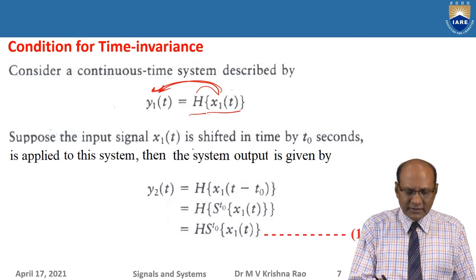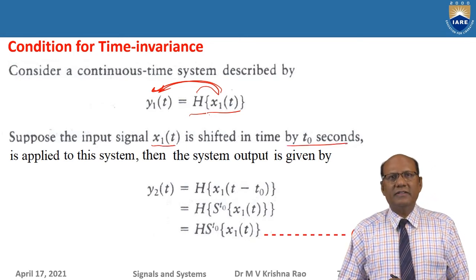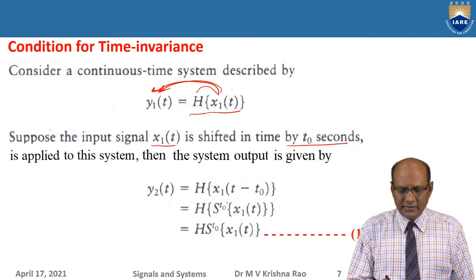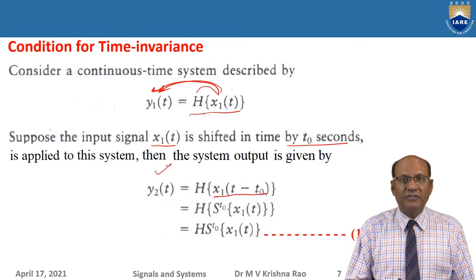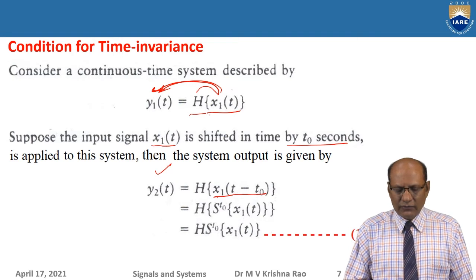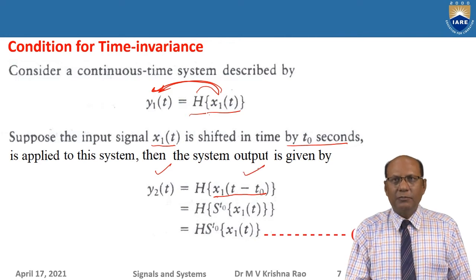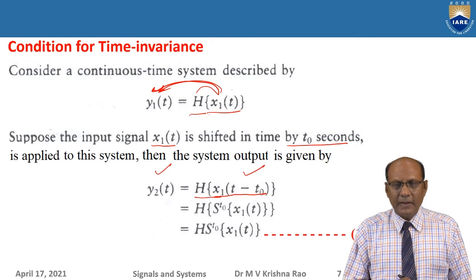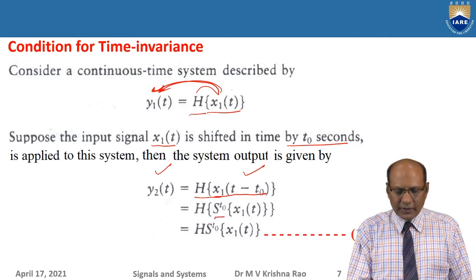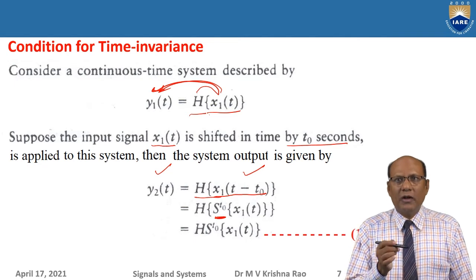Now let us say that x1 is shifted by t0 seconds. It is delayed by t0 seconds. Then let us say the output of this delayed signal is y2 of t. What is it? H of x1 of t minus t0, because I have delayed the input, I have to call it t minus t0, and it is operated by the system. Now this shifting operation I can represent as a shift operator s to the power of t0.